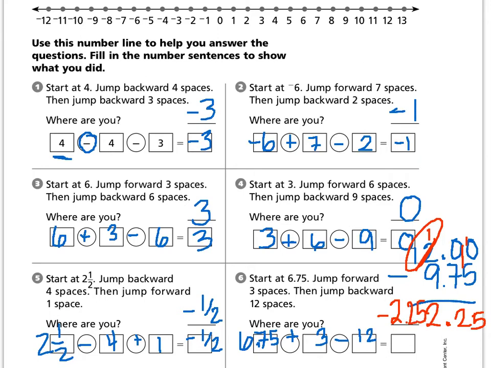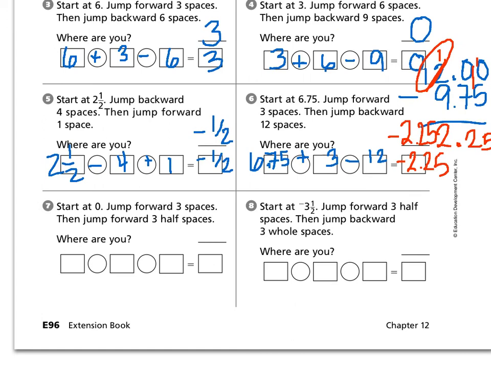from 9 and 75/100ths. For number 7, you start at 0, you jump forward 3 spaces, and then you jump forward 3.5 spaces. So I know that 0 plus 3 is 3, plus 3.5 would be 6.5. For number 8, I start at negative 3.5. I jump forward 3 half spaces, which would be 1.5. Then I jump backwards 3 whole spaces, so I'm going to subtract 3.